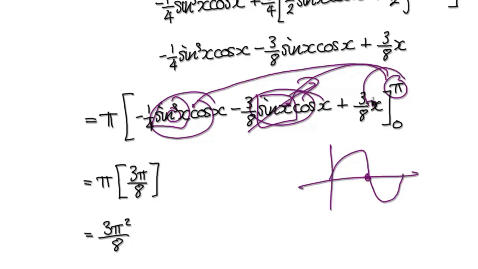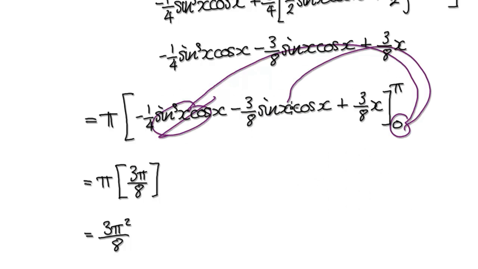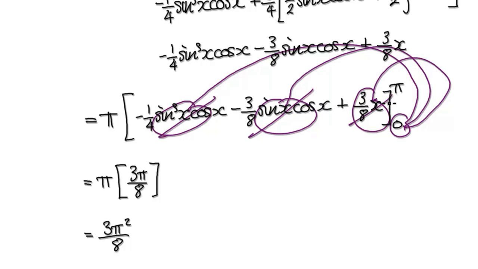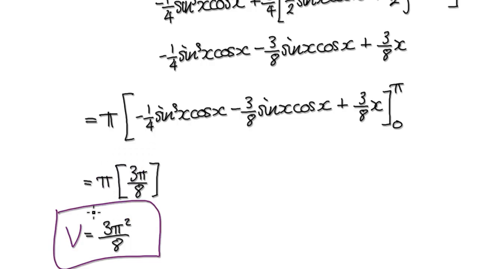When you put this into here, it would be 3 times pi over 8. And then when you put 0 into here, the whole thing disappears. Put 0 into here, the whole thing disappears. It really boils down to this. So now pi times pi would be pi squared. So your volume is given by this whole thing here. Okay.